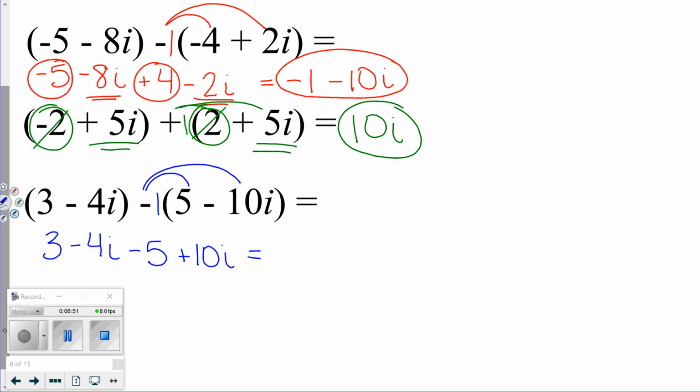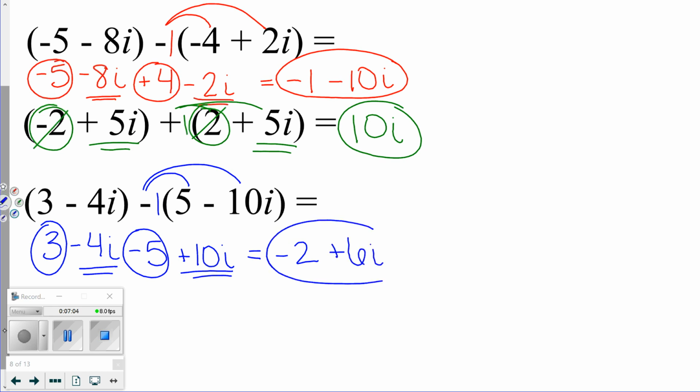And we collect like terms. So I have 3 minus 5, which is -2. -4i plus 10i is a +6i. And there we go. So that is adding and subtracting with complex numbers, or with an i. Just be very careful of what symbol is in between your parentheses.